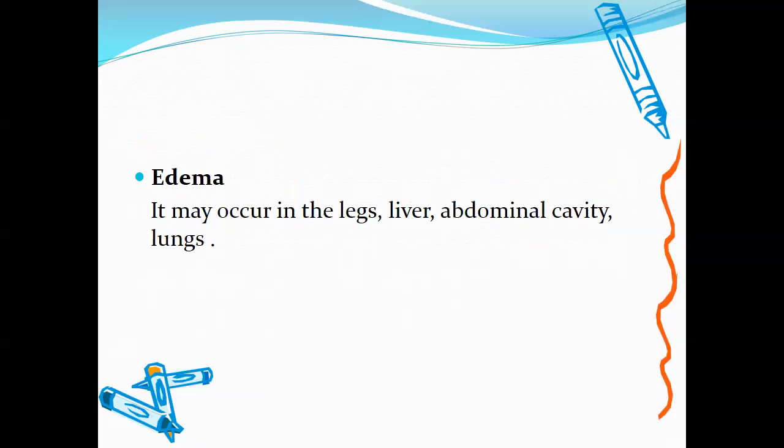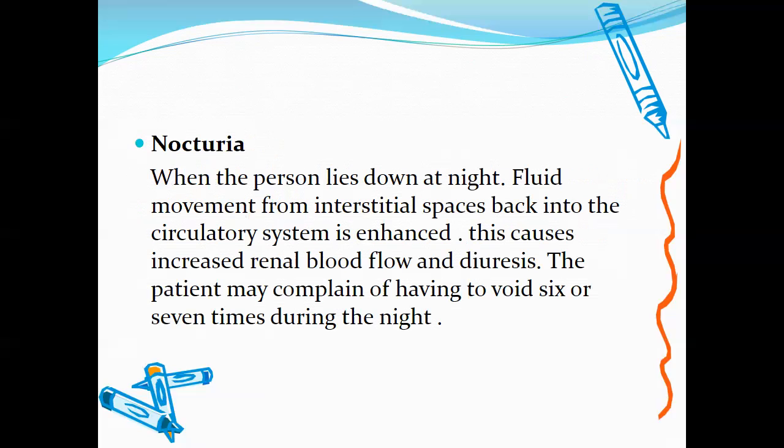Maybe they have edema in the legs, abdominal cavity, liver, nocturia. When a person lays down at night, they have all this edema in other places, and the body takes that interstitial fluid and it comes back into the circulatory system, and we have more circulating blood volume. That increased renal blood flow causes an increase of diuresis. So patients have to get up, pee, get up, pee, get up, pee. They say, man, I just had to get up and pee 5, 6, 7 times a night. So, an increase in frequency of urination.